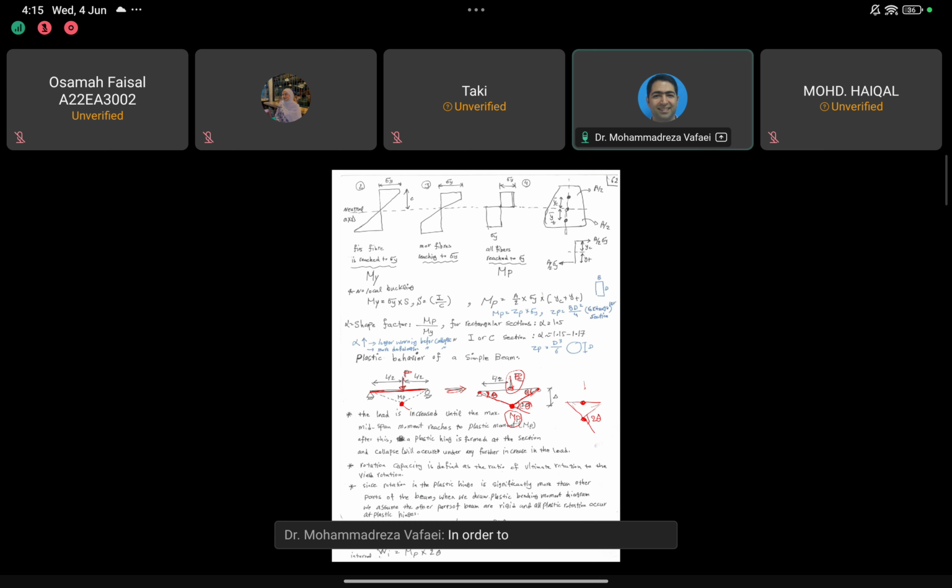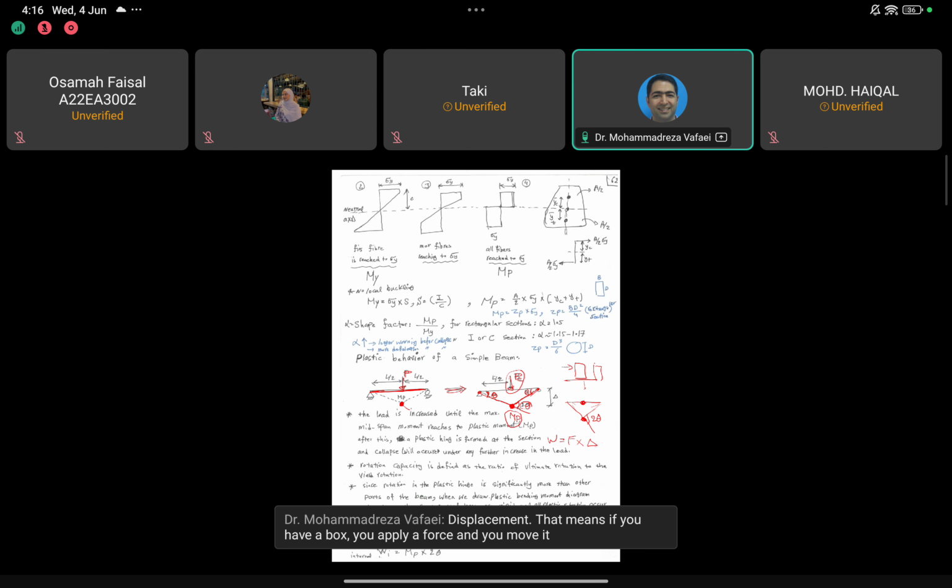In order to calculate that, we need to go through a technique that brings in calculation of internal work and external work. You know that from physics, work is force multiplied by displacement. That means if you have a box, you apply a force and you move it, let's say 10 centimeter. So this force, 10 kilonewton multiplied by 0.1 meter, is the work that you have done. So the same theory that we learned from physics, we can apply it to here.